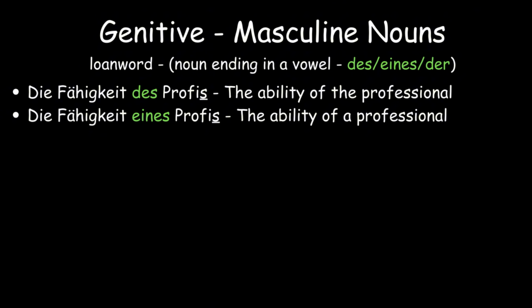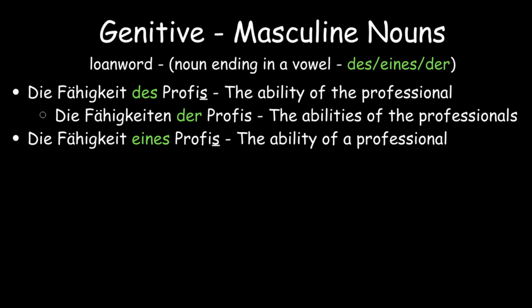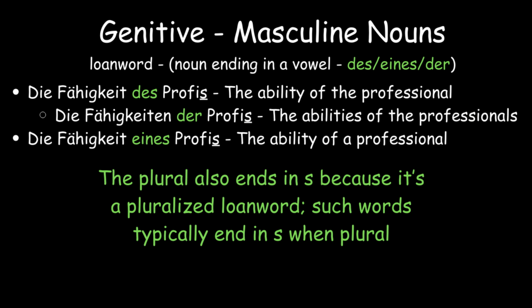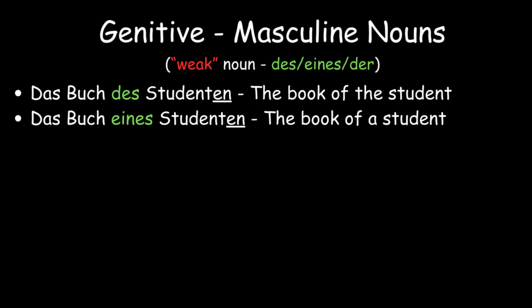Here, we have a noun ending in a vowel, and it's also a loan word. Die Fähigkeit des Profis. Die Fähigkeit eines Profis. To pluralize it, change the articles and nouns accordingly. Die Fähigkeiten der Profis. The first part is nominative, and the second is genitive, because of the articles and noun endings. Profi is a masculine noun ending in a vowel, so it ends in s when singular. It also ends in s when plural because it's a pluralized loan word, and such words typically end in s when plural.